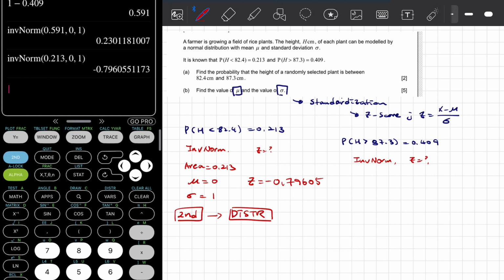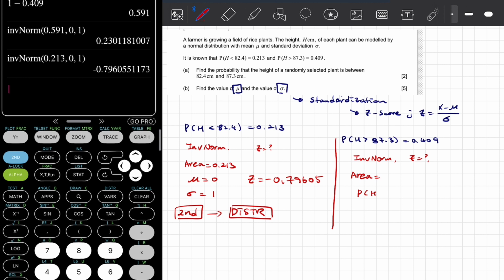0.79605. For the second case, since h is greater than 87.3, right, some of your calculators don't recognize this inequality in the probability. So what you need to do is, instead of using the area equal to 0.409, you always have to consider the case as probability h less than 87.3. So you do 1 minus 0.409. Then this value is equal to 0.591. And of course, some of your calculators do recognize this inequality. So in those cases, you don't have to worry, right?